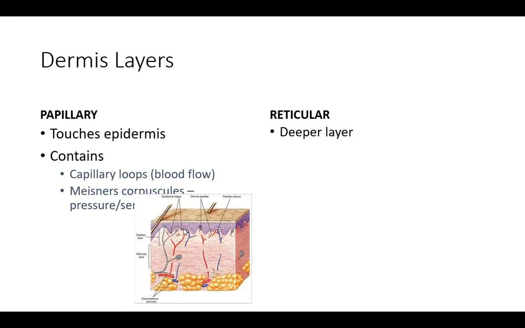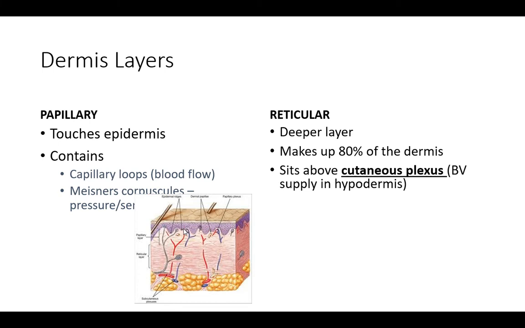The reticular layer is deeper in the dermis. It makes up the majority of the dermis, about 80% of the dermis is reticular. What we see here is a layer that sits above the cutaneous plexus. Now, the cutaneous plexus is a combination of the arteries and the veins that exist down here close to the hypodermis, the last layer that we'll talk about. Because you have this cutaneous plexus down here, you see vessels coming up, extending up through the reticular layer and forming these capillary beds.